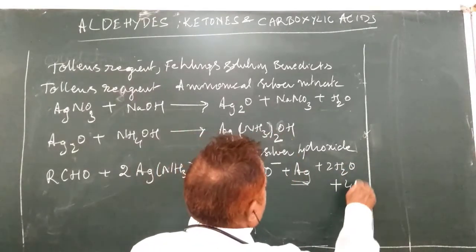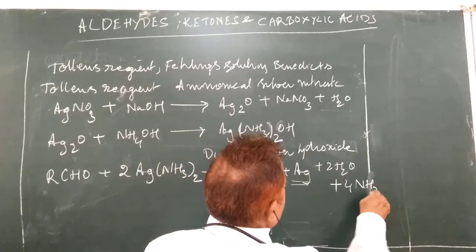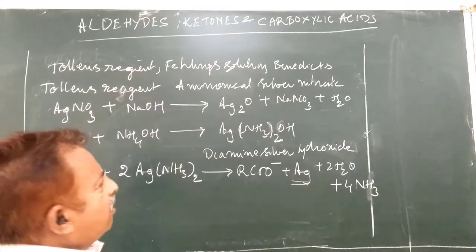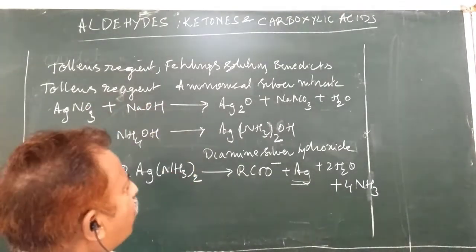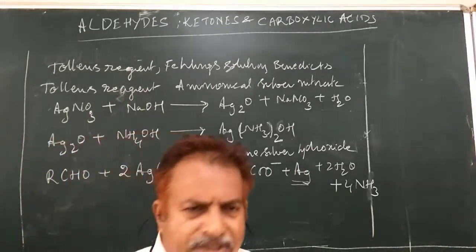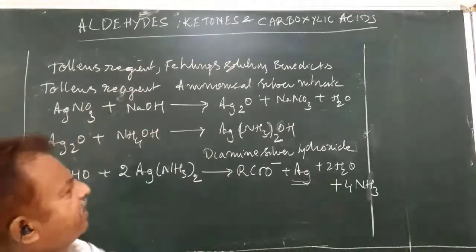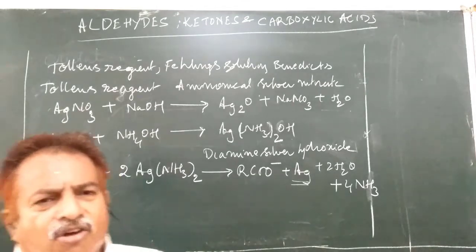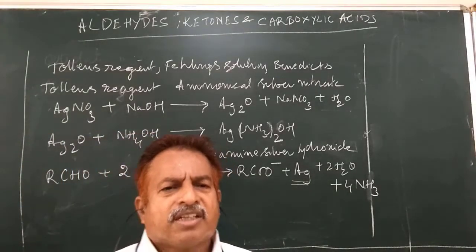and we get 2H2O and 4NH3. So this is Tollens reagent, Tollens test for identification of aldehydes from ketones. So Tollens reagent is a weak oxidizing agent and it can oxidize only aldehydes but not ketones.